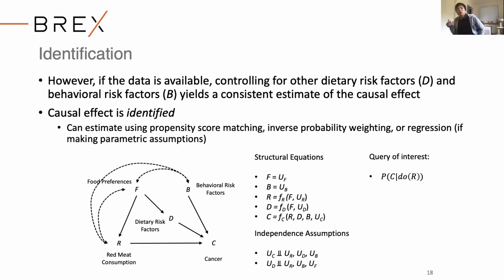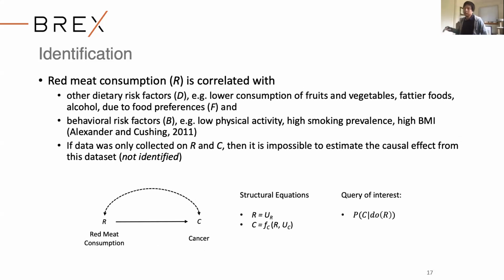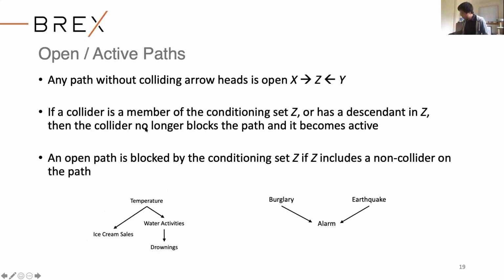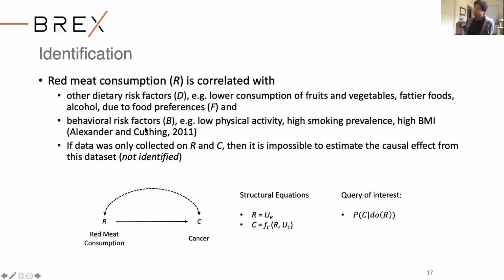Okay, however, if the data on dietary risk factors was available, and if I did collect the data on all those behavioral risk factors, so if in addition to collecting data on red meat consumption and cancer, I collected data on how many fruits and vegetables these people consume, how much they tend to eat fatty foods, etc., then what I can do is actually control for it, right?